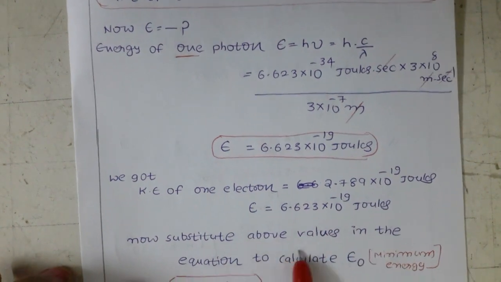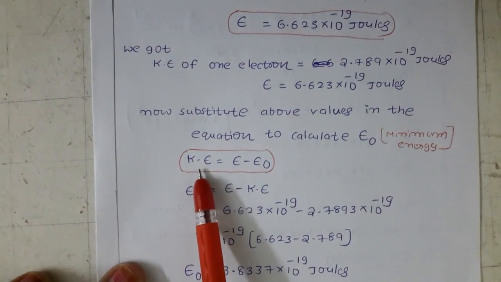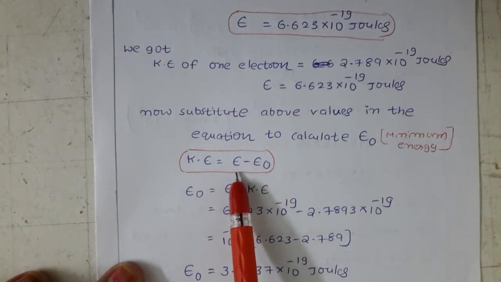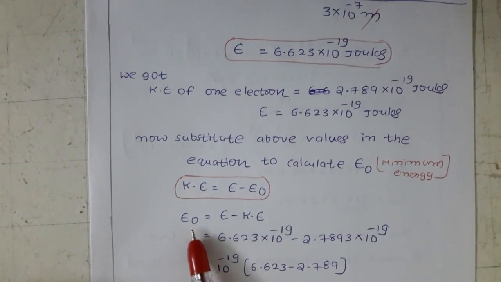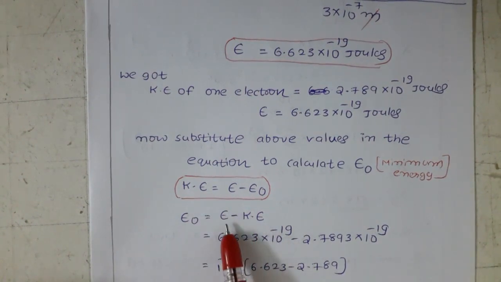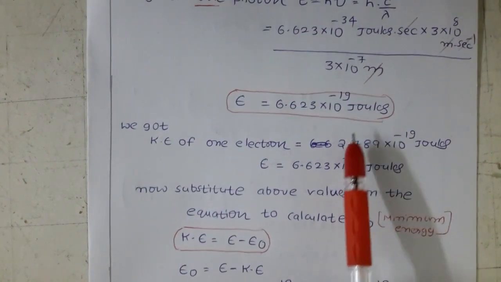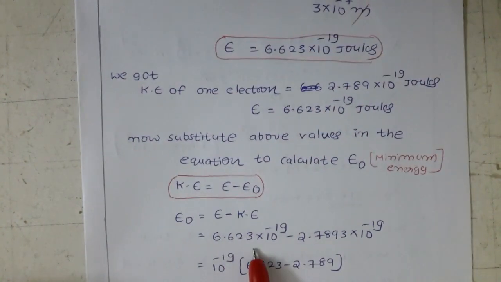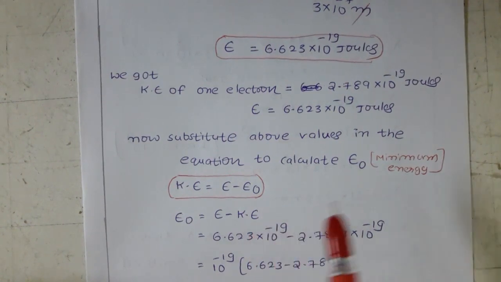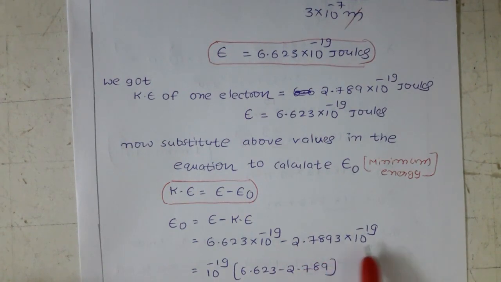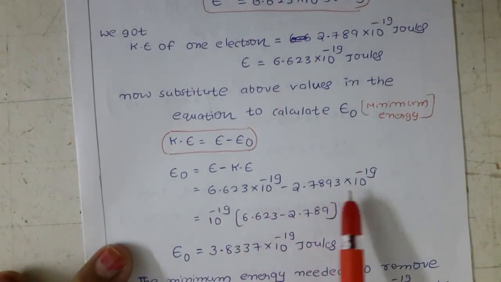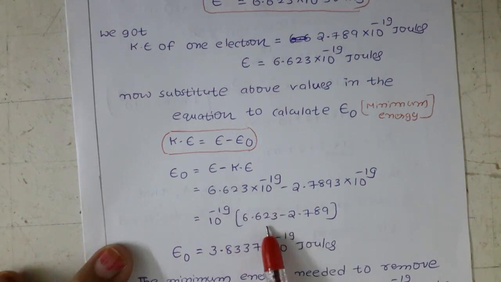So now substitute into the above equation. Already we have the equation now. Kinetic energy of 1 electron we got, and this also we got. Now you substitute the values in this equation. So we want E naught. E naught equals E minus kinetic energy. Go for the rearrangement. So E value for 1 electron we already calculated here. Substitute the value, and kinetic energy of 1 electron we already got, how much? 2.789 into 10 to the power of minus 19 joules. Here 10 to the power of minus 19 is common. Just subtract these two values.